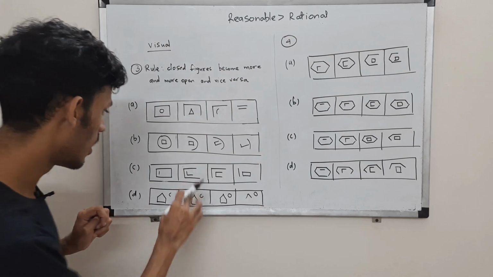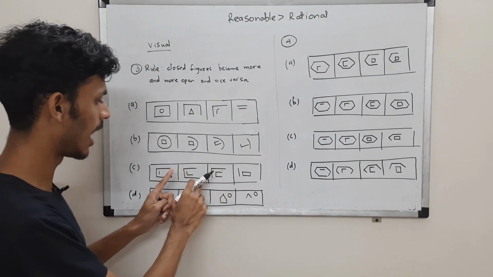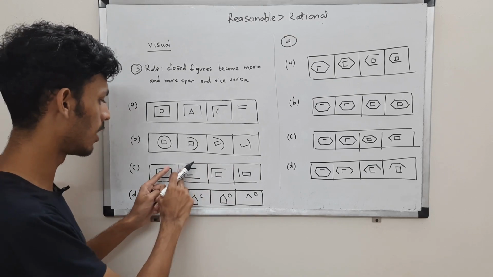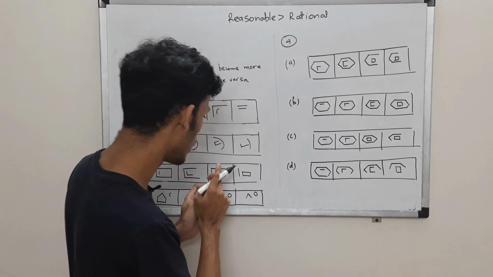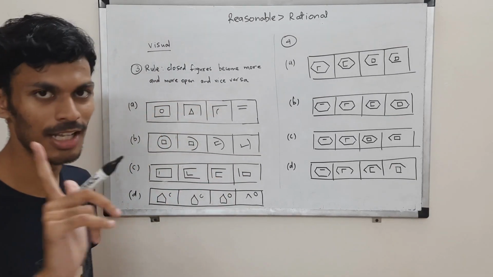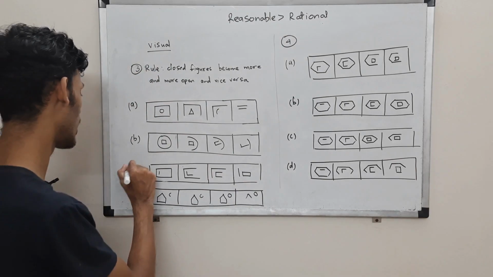Okay, next, again the closed figure, which was the rectangle initially, has lost one more side, and the open figure has grown one more side. If you come over here, the closed figure is only left with one side, and finally this figure has become closed now. So this is the correct choice over here.